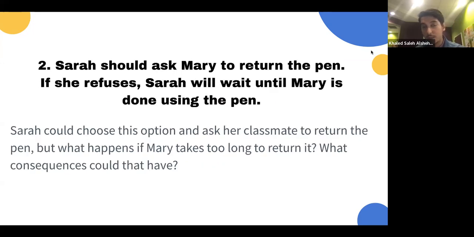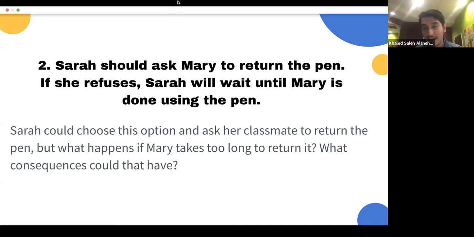The second one looks like it's good, but Sarah could choose this option and ask her classmate to return the pen. But what happens if Maria takes too long and doesn't return it? What consequences could that have?